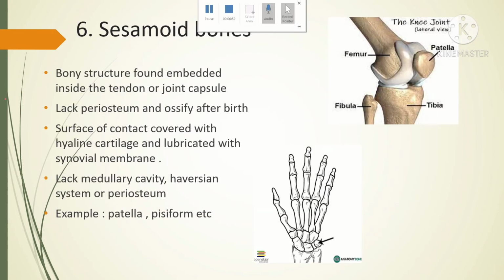Sesamoid bones are the bony structures which are embedded inside a tendon or a joint capsule. A tendon is attached first to the bones and second to the muscle. So it is present within the tendon or the joint capsule. There are many such examples when we consider the arm region or the forearm region.